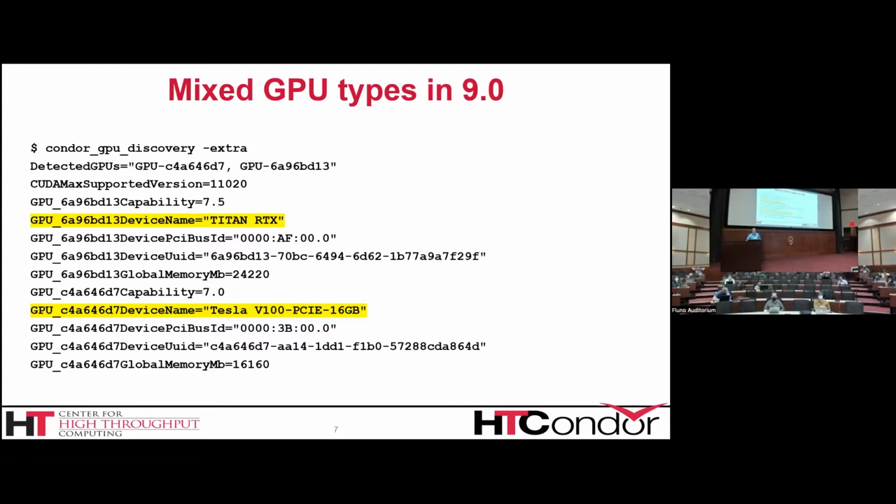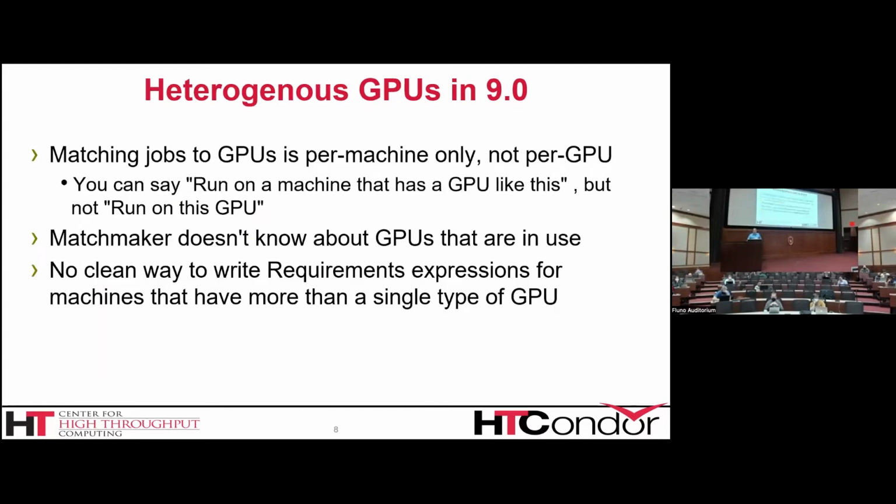In this case, we have GPU device names. One of them is Titan, the other one is Tesla. It is difficult for a job to match on these attributes because the job isn't going to know what GPU ID prefix to use unless you're working in a very small environment where you just have a few execute nodes and your users can go discover what's available before they even write their submit files. So here's the state of the world as of 9.0 release.